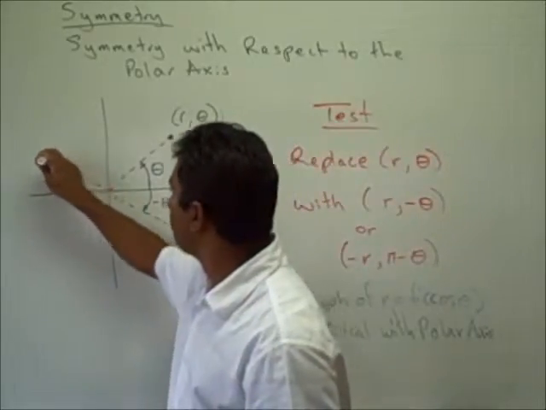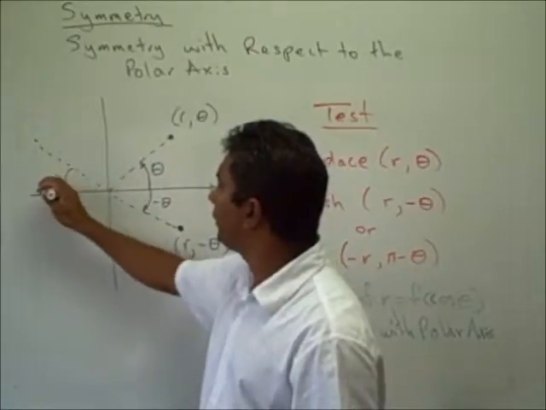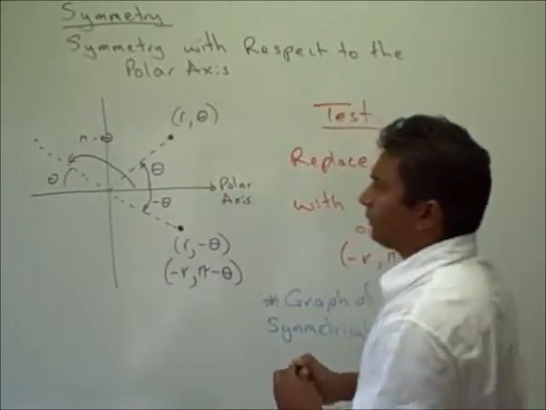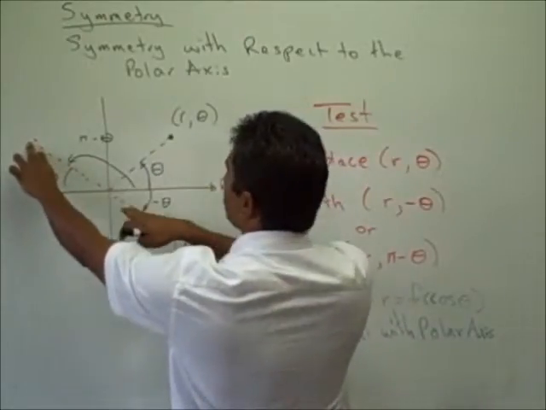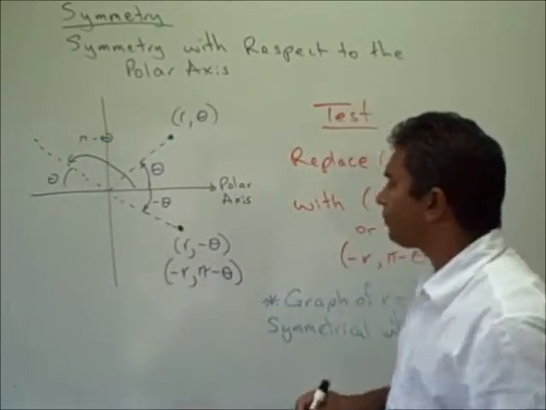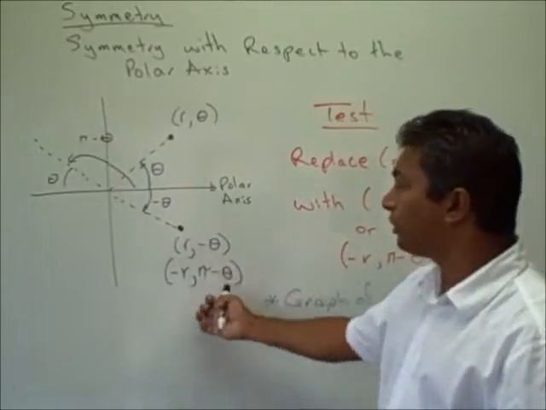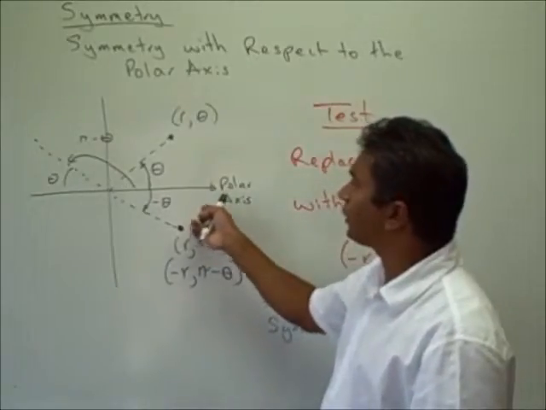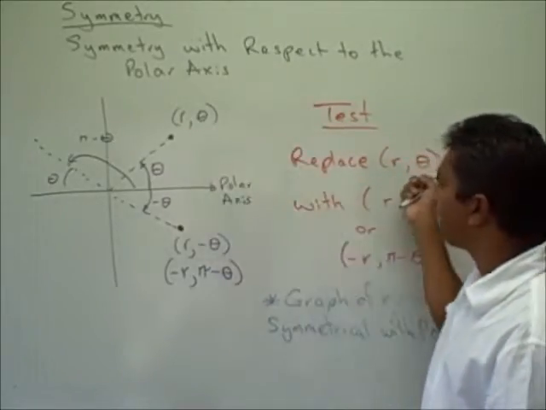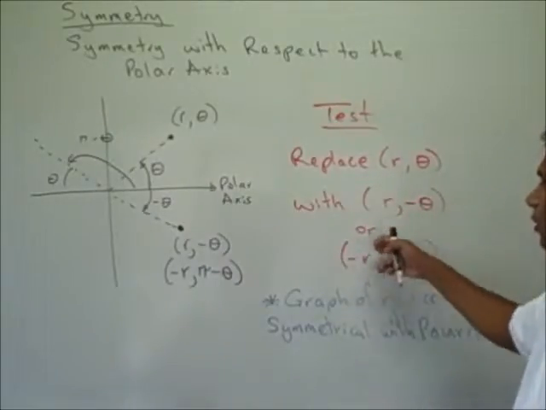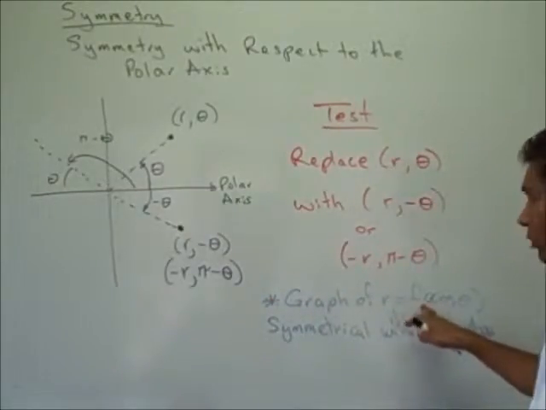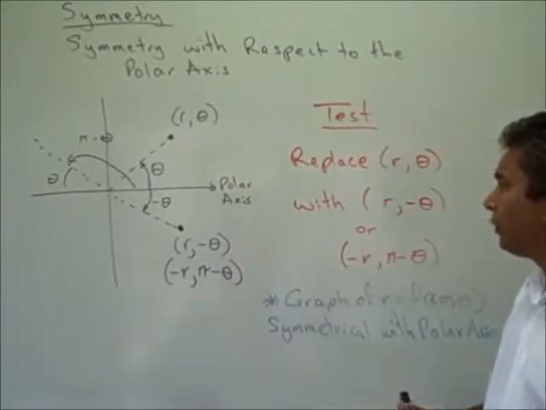Because if we reflect this point around here, this would be theta, the equivalent of theta. Then this angle here would be pi minus theta. So this is our angle, and if we change the direction of r, then it comes back down here. So this would be pi minus theta and r, but negative r would move it back down here. So here we have two alternatives for the coordinates of the reflected point around the polar axis. To test for symmetry with respect to the polar axis, we're going to replace r, theta with either r and negative theta, or negative r and pi minus theta. In general, the graph of r is equal to some function of cosine theta will be symmetrical around the polar axis.